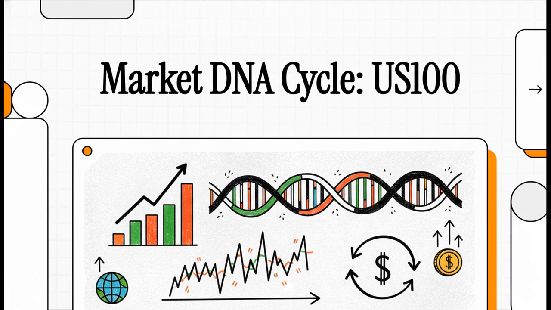All right, today we're doing something a little different, something pretty fascinating. We're going to be documenting a market DNA cycle for the US100 asset. This means we get a front row seat to see how this proprietary geometric system works in action. So let's dive right in.